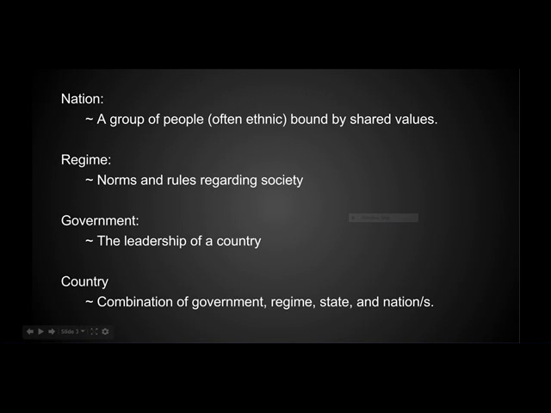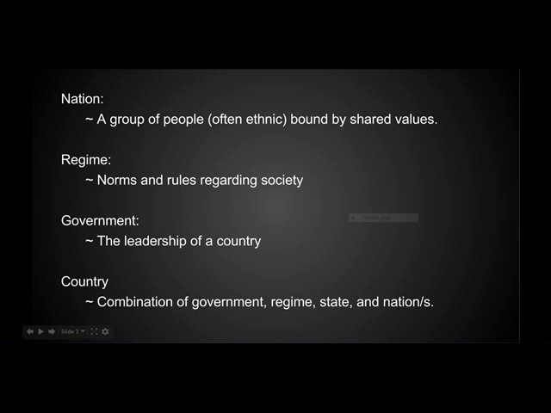So here's some vocabulary that you should know. This is really important, especially when you start doing case studies. The first is nation. A nation is a group of people who are bound by shared values and ideals. They are often also bound by a very similar ethnicity, such as the Slavic nation. Now we need to remember that a nation, however, doesn't always have its own country.